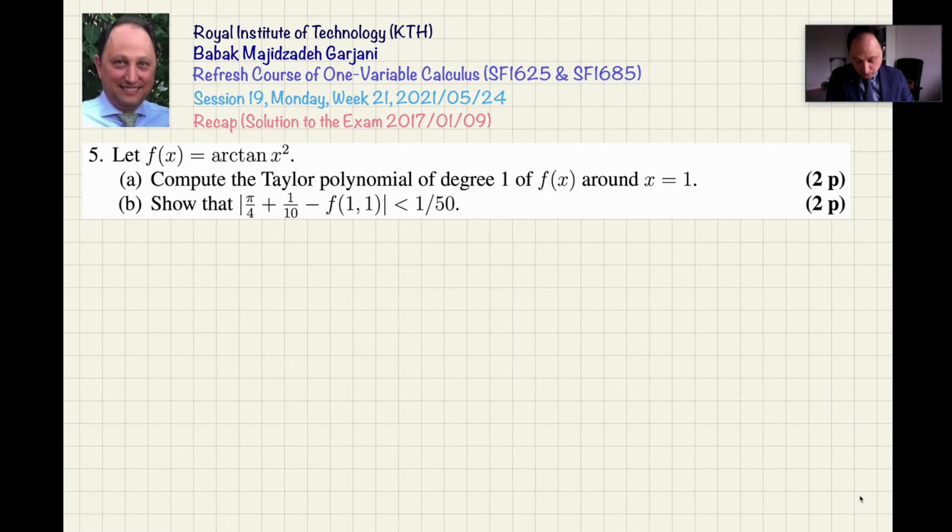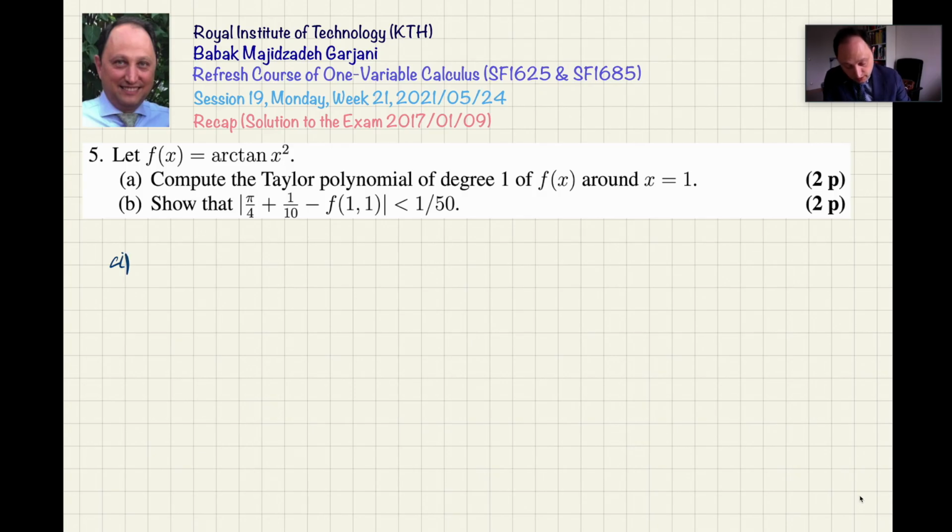Okay, so another question is also probably a very standard one. A function is given to you. Compute the Taylor polynomial of degree 1 of f of x around x equals 1. So what should I do?